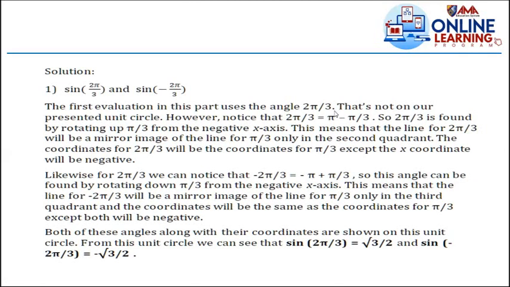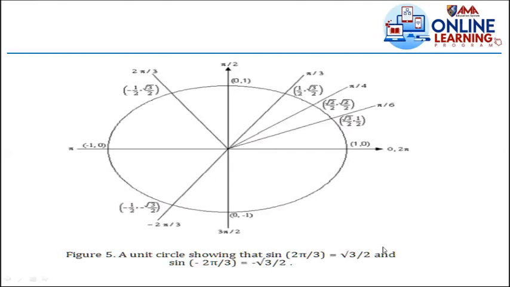Okay? So the answers are negative square root of 3 all over 2 and square root of 3 all over 2. Ito na siya. Okay? So, figure 5, a unit circle showing that sine 2 pi all over 3 is equal to square root of 3 all over 2. Okay? So, dito, ito yung value ng cosine, ito value ng sine natin. Sabi niya, it's a mirror from the second quadrant. So, value niya will be square root of 3 all over 2.